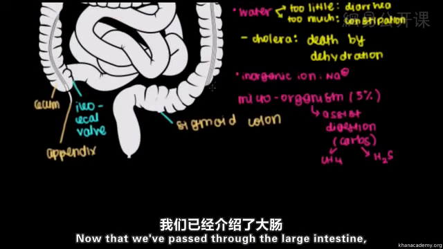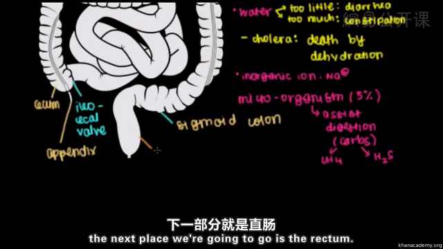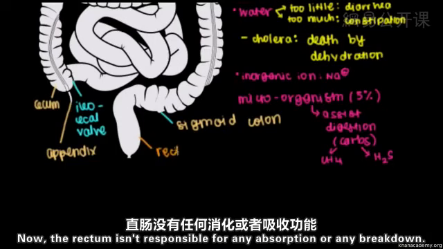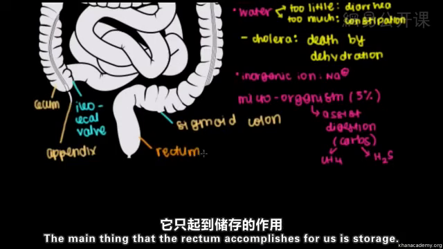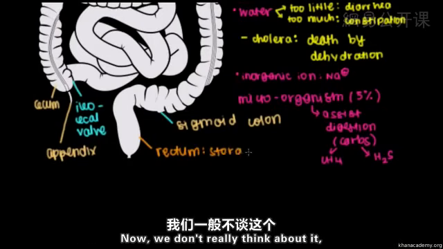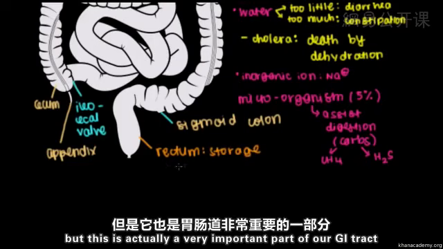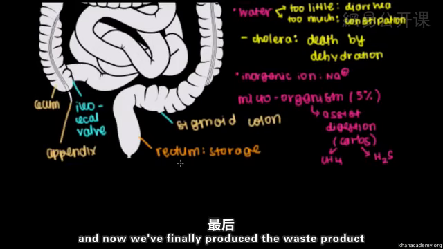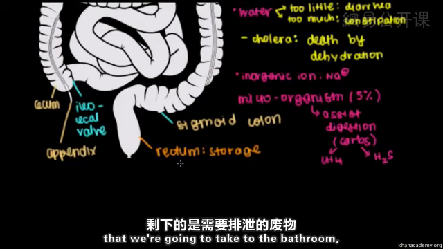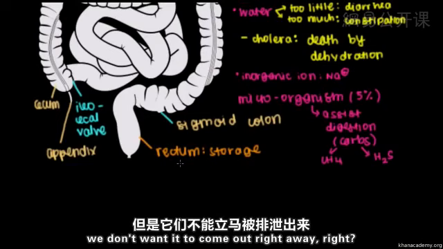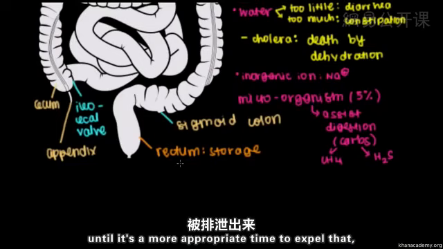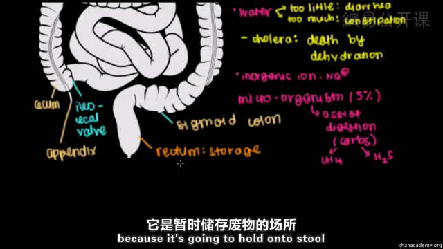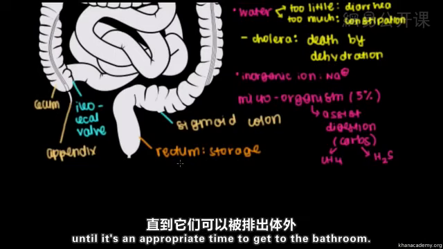Now that we've passed through the large intestine, the next place we're going to go is the rectum. The rectum isn't responsible for any absorption or any breakdown. The main thing that the rectum accomplishes for us is storage. We don't really think about it, but this is actually a very important part of our GI tract, because once we've processed food and taken out all the water and finally produced a waste product that we're going to take to the bathroom, we don't want it to come out right away, right? You want to hold on to it until it's a more appropriate time to expel that. And the rectum is key for this because it's going to hold on to stool until it's an appropriate time to get to the bathroom.